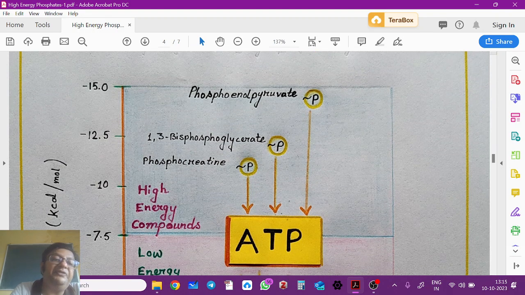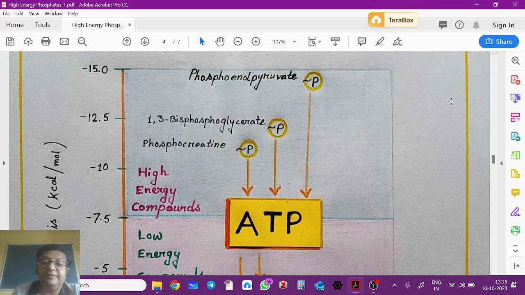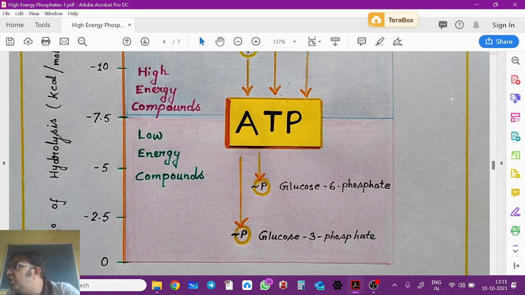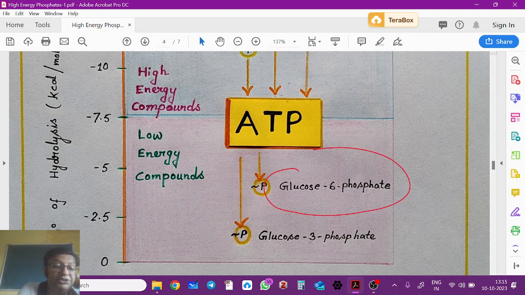Phosphocreatine is somewhere between minus 12.5 and 10. This phosphoglycerate, it's got two phosphates, so at around 12.5 energy is released. Phosphoenol pyruvate is something like minus 15. And lower energy is glucose 6 phosphate. You don't call it high energy. Okay. This is a wonderful table she has compiled. She has chosen it actually.